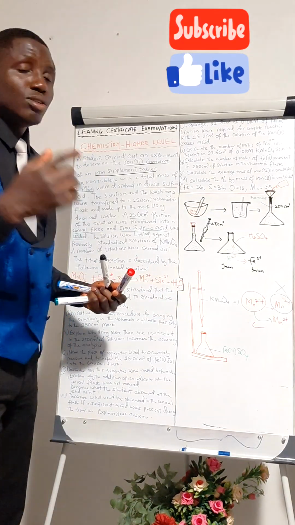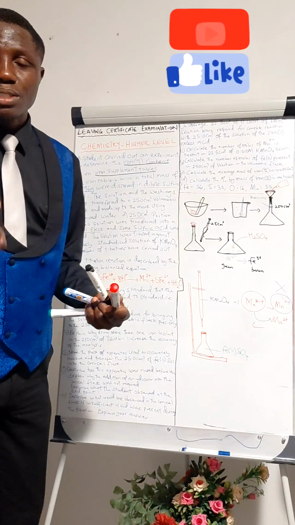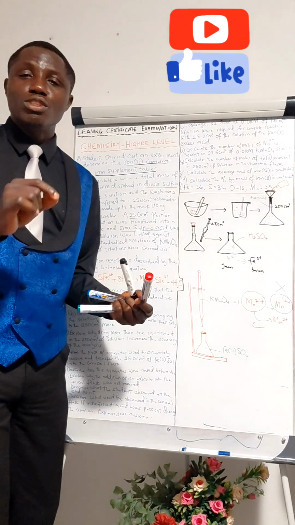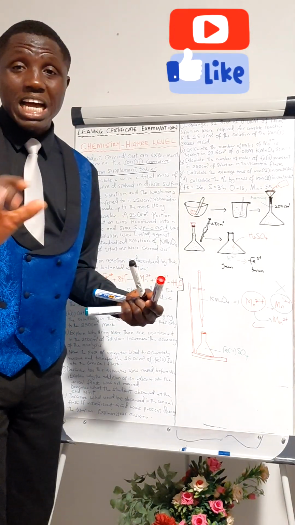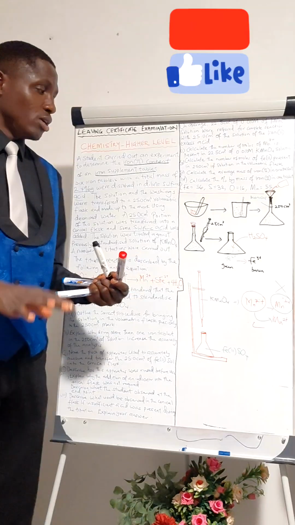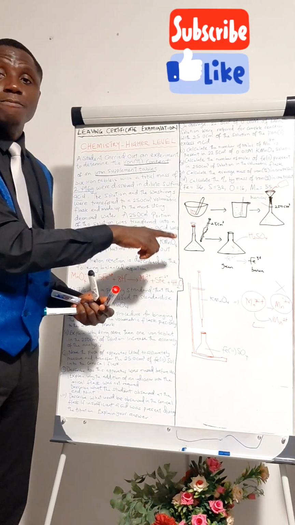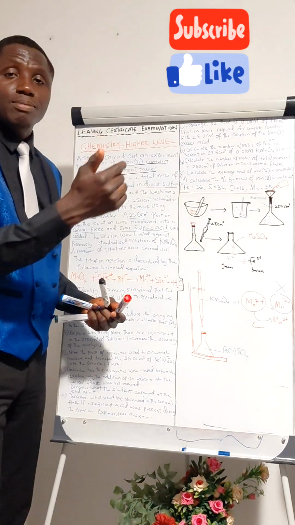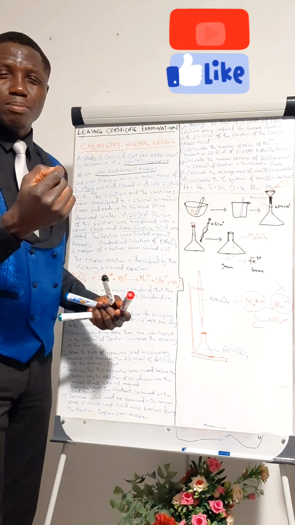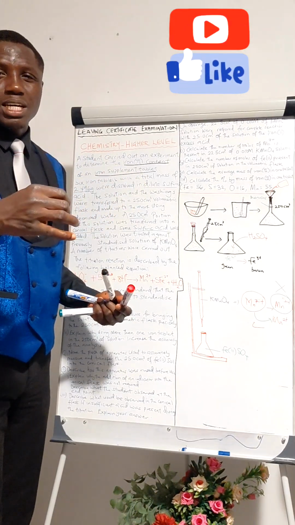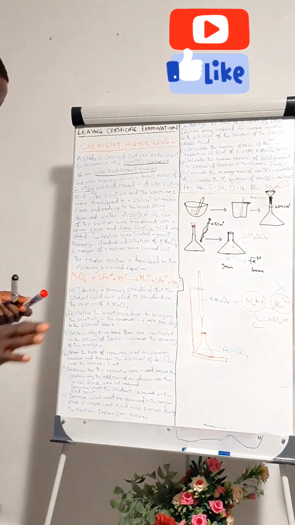So that's why you have to first of all rinse it with deionized water and then rinse it with a small portion of the solution you wanted to pipette out, which is iron 2 solution. This must be carefully done so that you don't contaminate the iron 2 that you are preparing. So you must pour some portion out into a beaker to do that. So precaution must be taken.